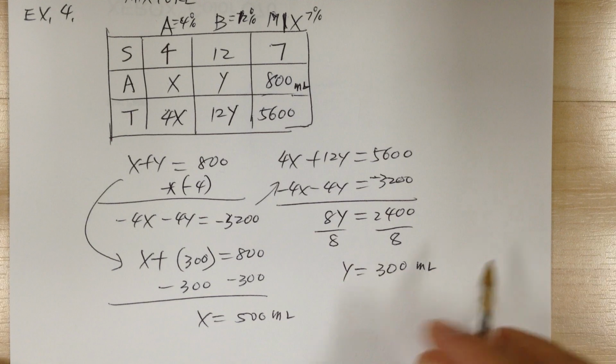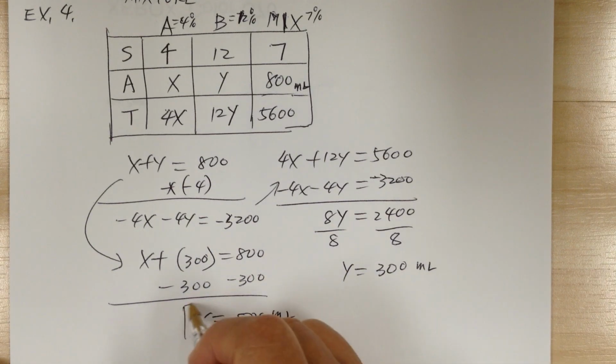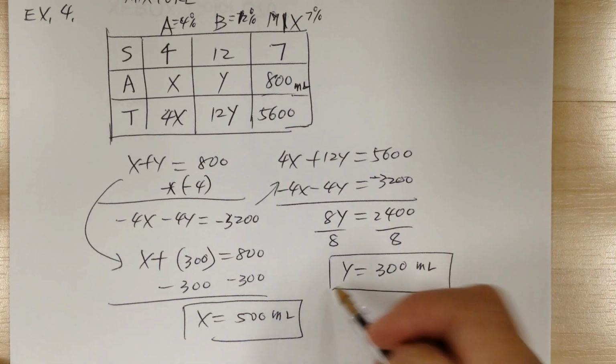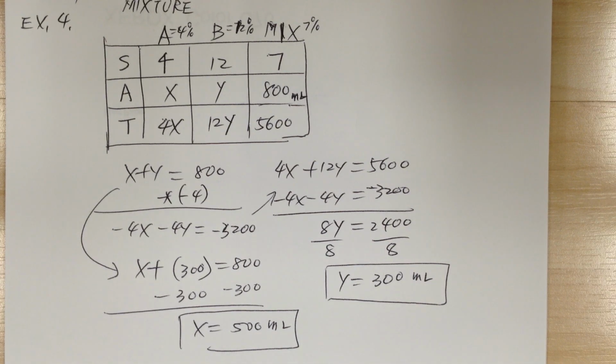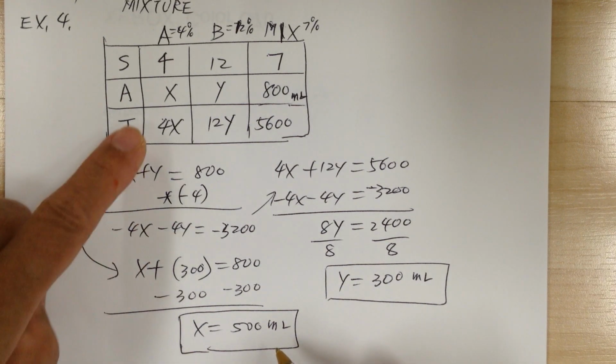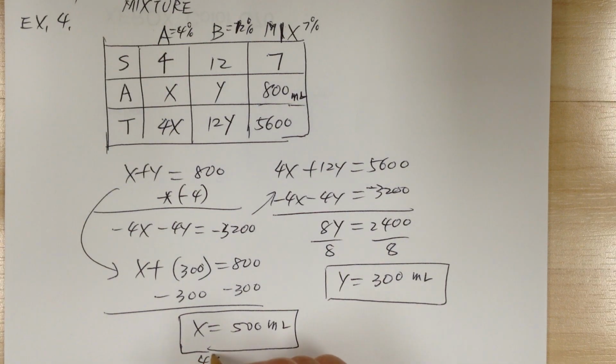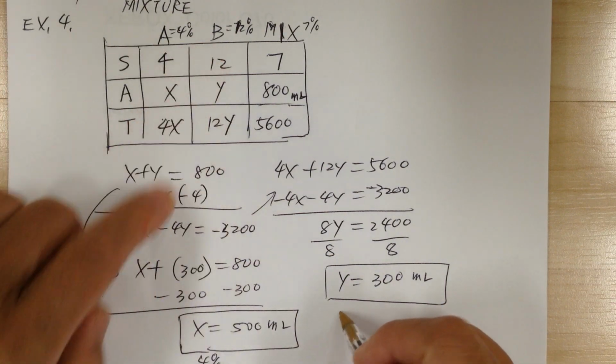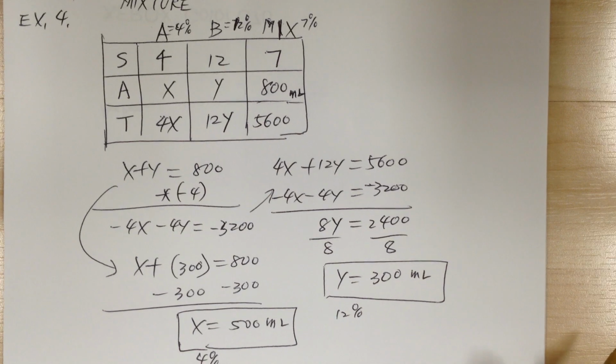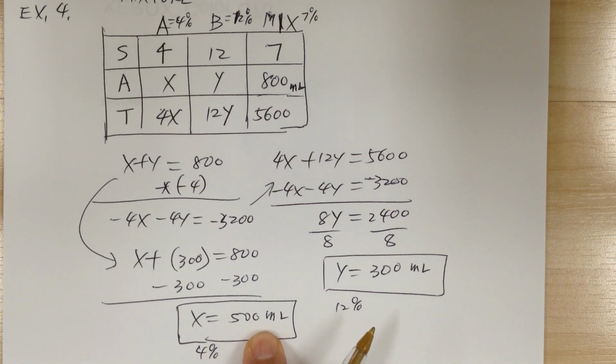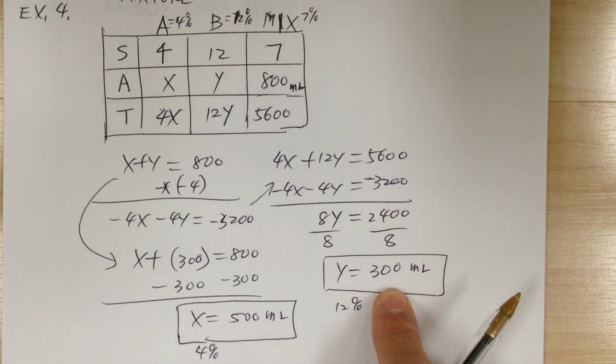So the two types. If you want to be more specific, x is a 4% solution, and y is a 12% solution. So for the 4% solution, you need 500 milliliters. For the 12% solution, you need 300 milliliters.